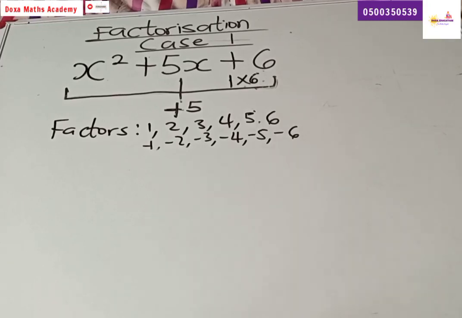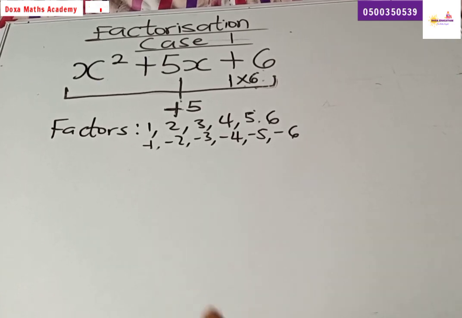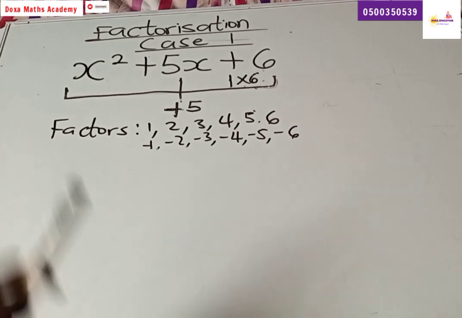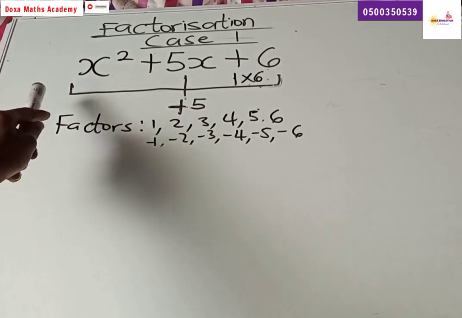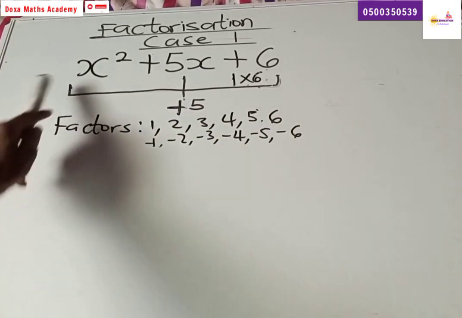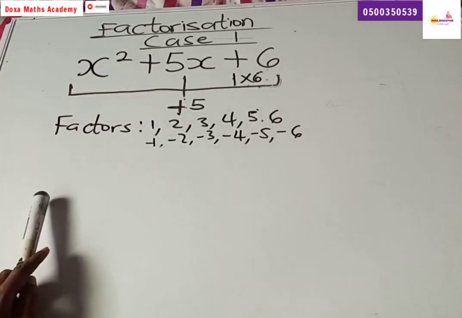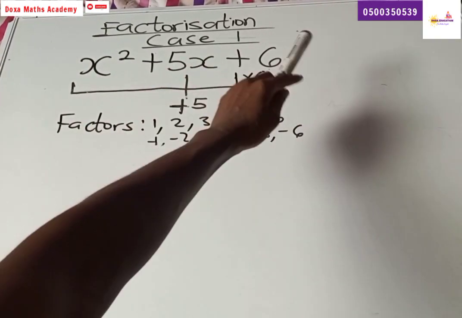Okay, so we are looking at factorization. When we say factorization, it has to do with putting an expression into brackets, and there are cases under it. So the first case is when this expression has no coefficient beside the term with the highest power. So you have x squared plus 5x plus 6.